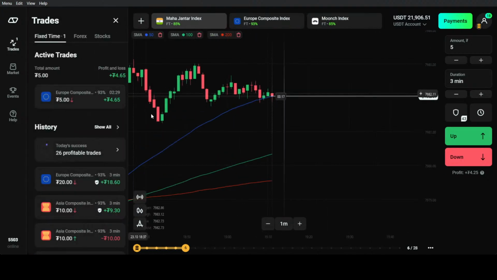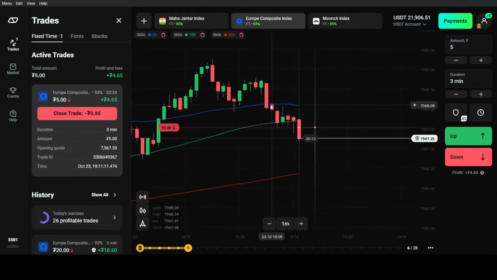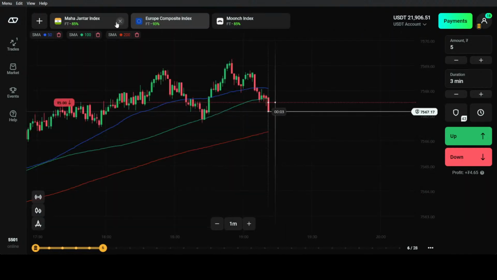Which asset are we talking about, Yogesh sir? Euro composite, yes, it's a good signal. See, it crossed SMA 50, it gave us a downtrend. Then it crossed SMA 100, it is giving us a good downtrend. Now it is going near SMA 200. So yes, this is a good signal.